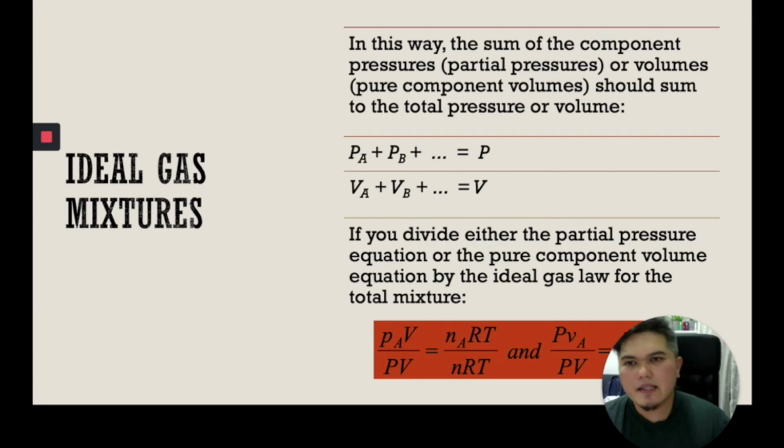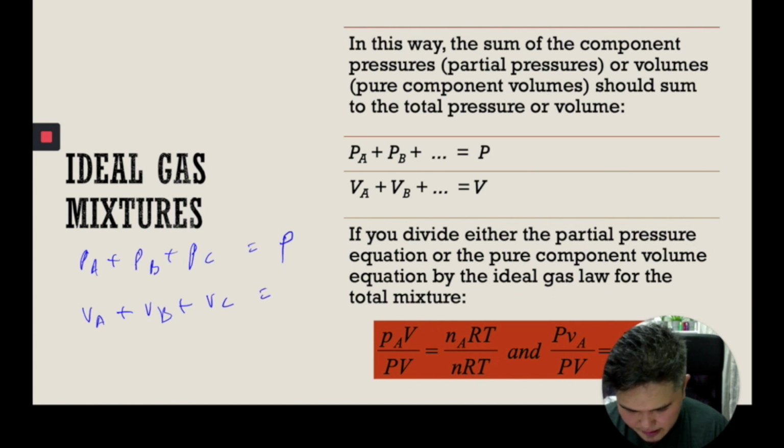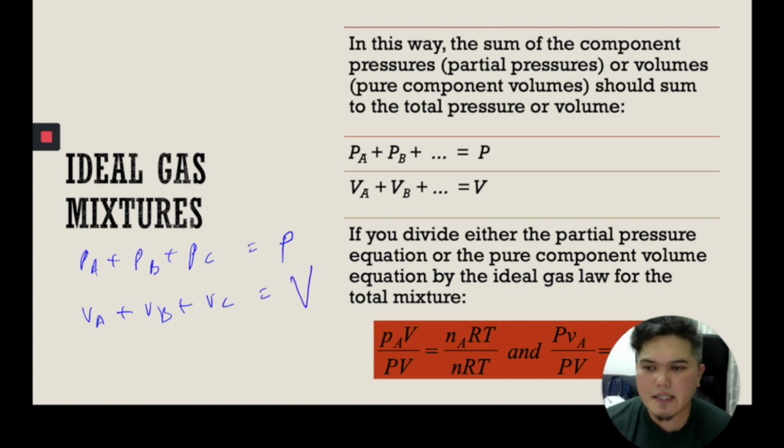In this way, the sum of the component partial pressures or volumes should sum to the total pressure or volume. If you have a partial pressure of A, and you also determine the partial pressures of B and C and so on, adding them all together gives you the total pressure. Similarly, with the pure component volumes VA, VB, VC, and so on, you will get V. V is the volume of the container itself, because when you add up all the gases together, of course, they fit into the container, so it gives you the volume of the container.